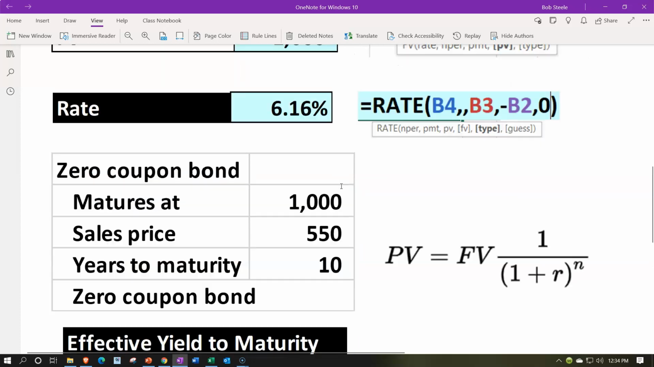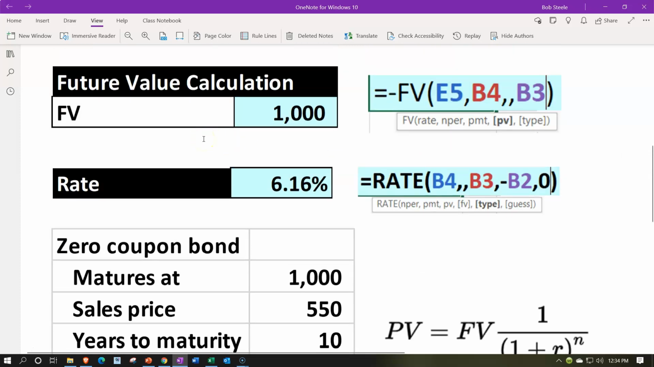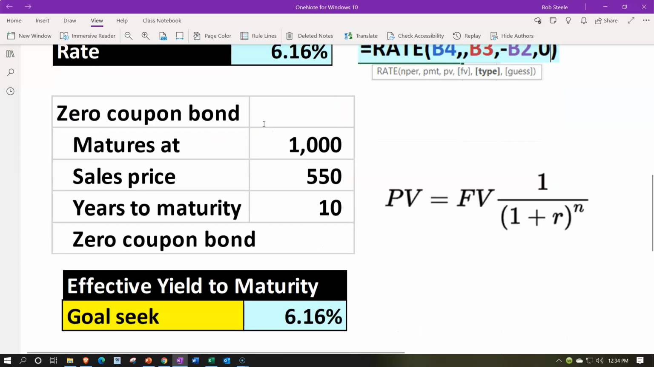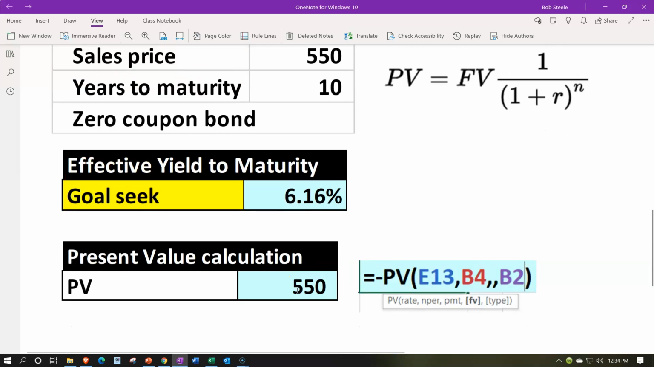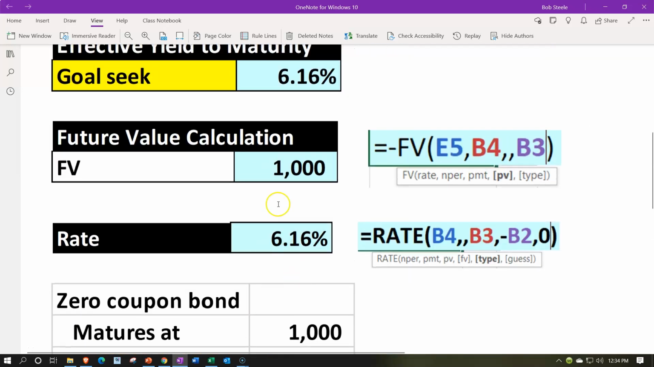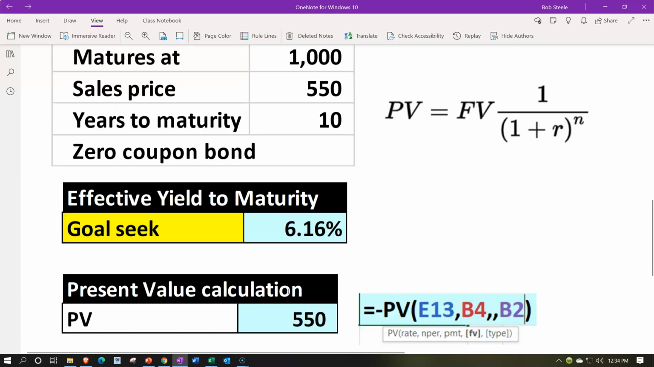You could also use the rate function here. So if you did the rate function and got the answer to 6.16, you can replug that in to the future value calculation to double check it. The end result should be 1,000. Or you can replug that in to the present value calculation. The end result should be the 550. So if you plug it in the future value calculation, end result should be the end point, the maturity point. And if you plug it into the present value, the end result should be the starting point, which would be the sales price.